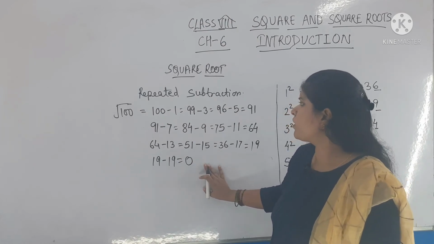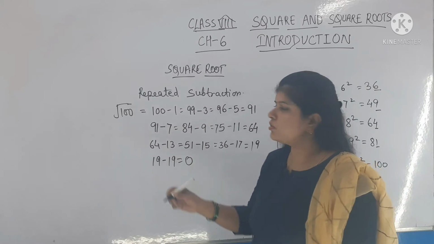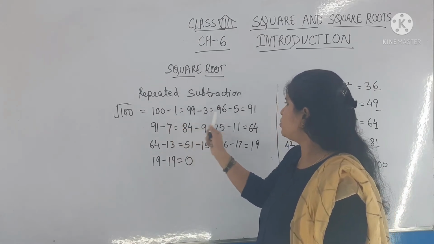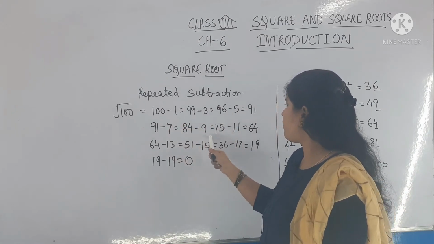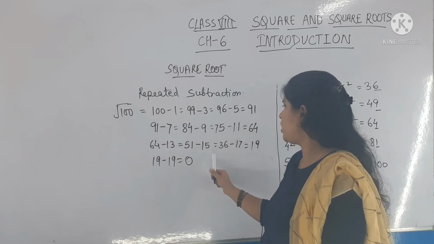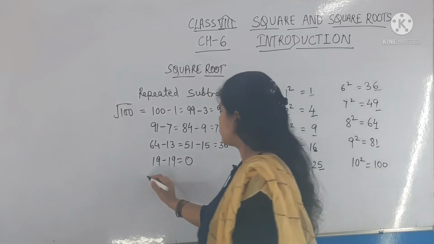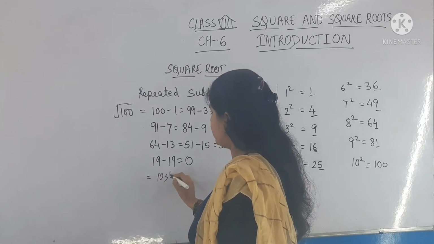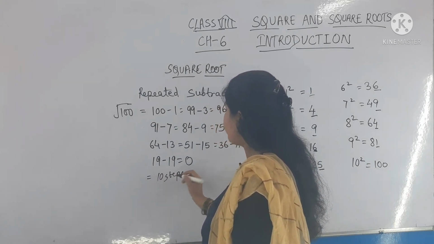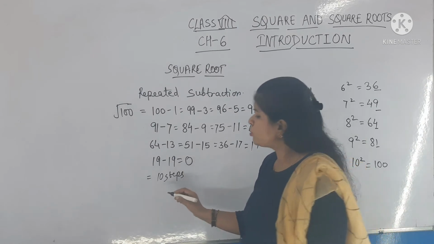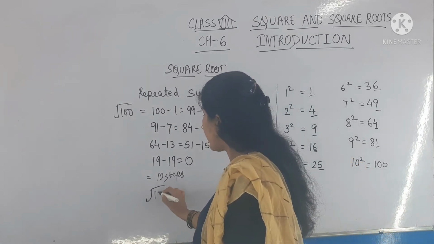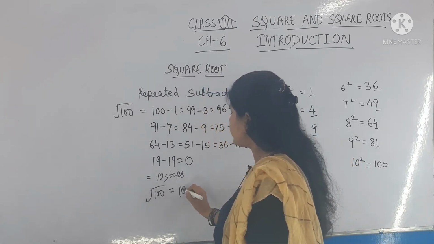So that is how many steps we have to count: 1, 2, 3, 4, 5, 6, 7, 8, 9 and 10. So how many steps? There are 10 steps. In 10 steps I am getting result 0. So that is the square root of 100. Square root of 100 is 10.